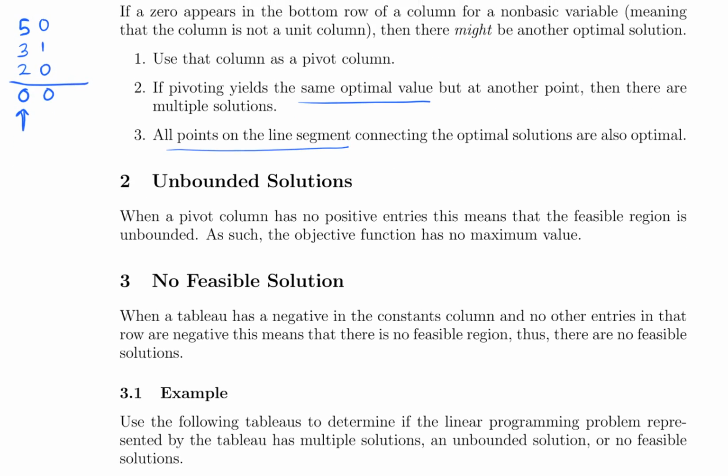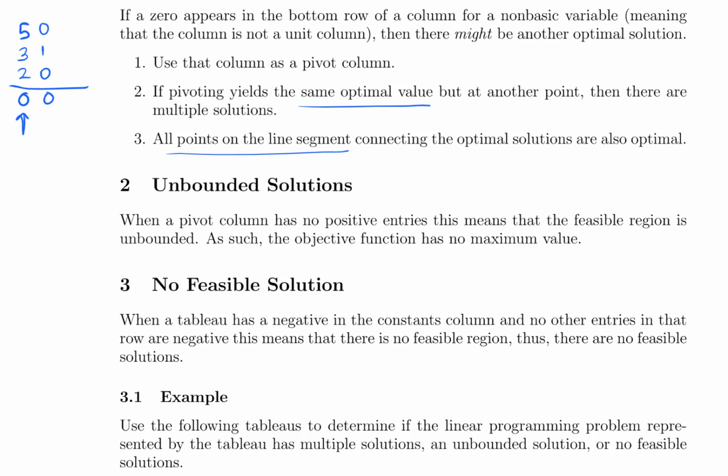What about an unbounded solution? An unbounded solution is going to happen when a pivot column has no positive entries. So this would be something like, say your bottom row is -10, -100, and 3. And so your pivot column would be from the -100. But if every entry in that column is also negative, then you have an unbounded solution because your feasible region is going to be unbounded. So in this case, we have unbounded solutions, and so the objective function cannot have a maximum value.